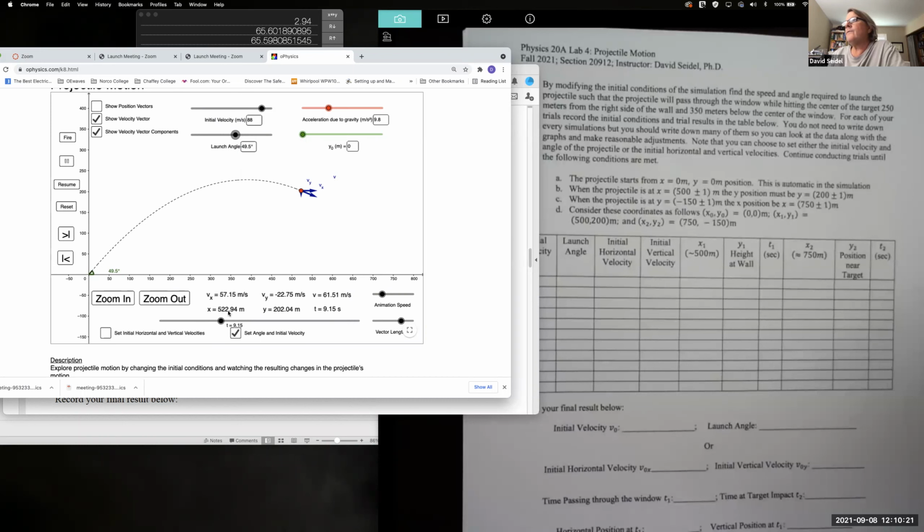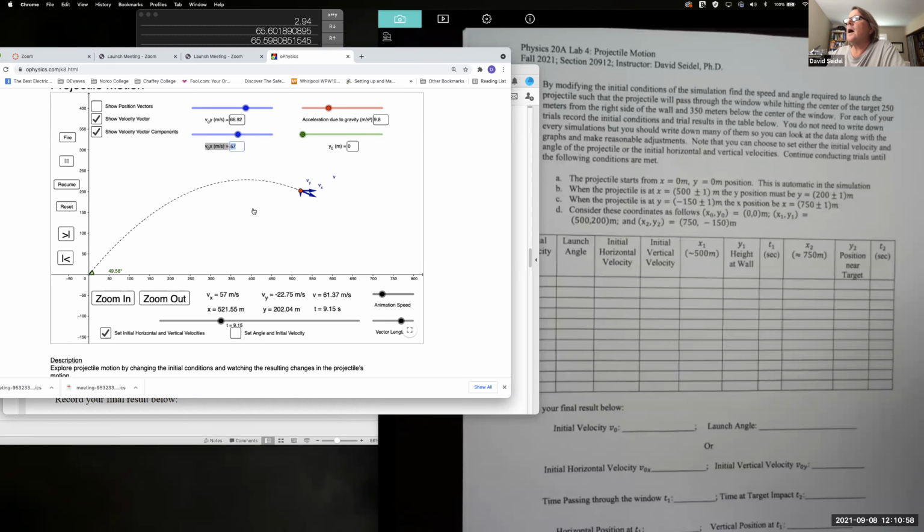I got 522.94 meters. I got 202.44 meters in Y. I'm starting to get in the ballpark, so I'm going to switch to initial horizontal and vertical velocities. Okay, and I'm going to start with, I don't know, I'm going to move this down to like a whole number just because I don't want to write out a whole lot of numbers. I'm going to make this 57 because I don't have anything better to choose.